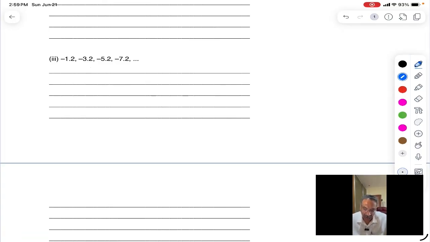Let's come to the third part. First term minus 1.2, next minus 3.2. So a2 minus a1 is equal to a2, which is minus 3.2, a1 is minus of minus 1.2, minus of minus becomes plus. So minus 3.2 plus 1.2 gives minus 2.0. Next, a3 minus a2 is equal to minus 5.2 minus of minus 3.2. Minus of minus 3.2 means plus. So minus 5.2 plus 3.2 is again minus 2.